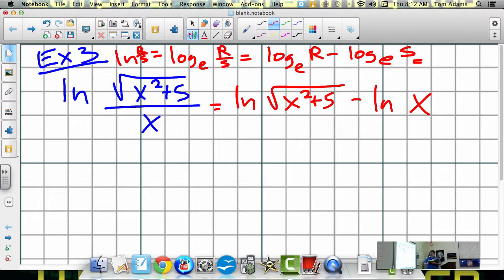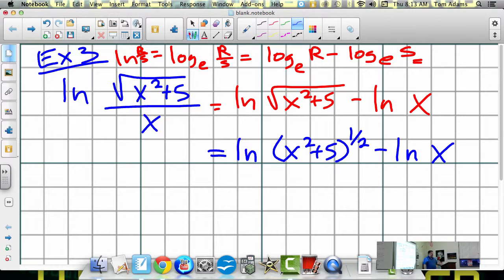And you could leave it that way, but does anybody here remember another way that we could write the square root of something, like say as an exponent? Write it to the 1/2. So I could say the natural log of all this stuff raised to the 1/2 minus the natural log of x.